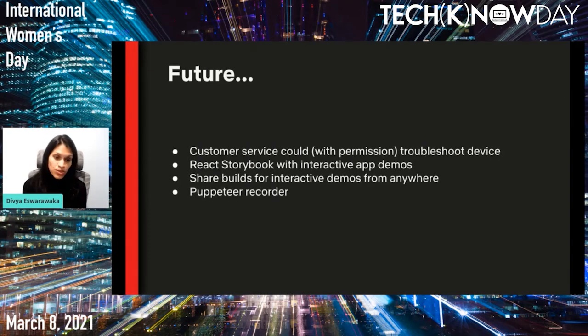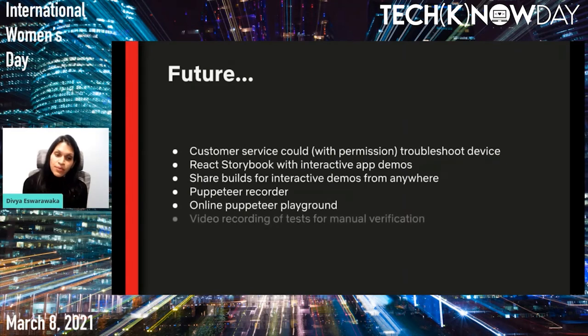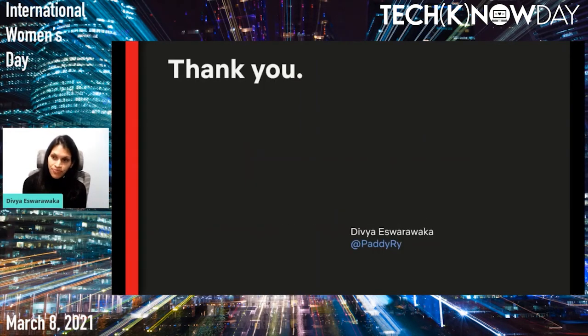The other thing that we can do is build a Puppeteer recorder that can easily record click events that can be replayed later for quick test creation. We can build an online Puppeteer playground, again for easy test creation. We can also record videos of tests that need some setup early on, for example playing 4K content, that can later be used for manual verification, removing the need for manual steps, and lots more.